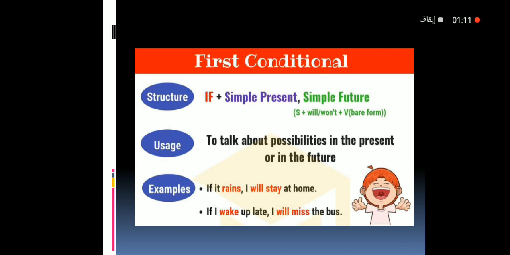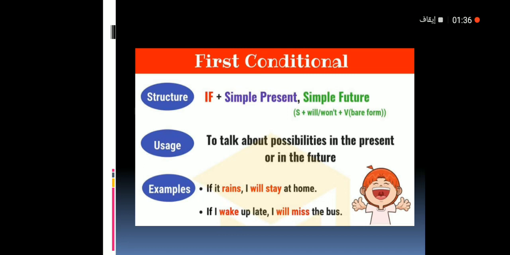Here in the first conditional sentences, the use or the function for these sentences is simple: to talk about possibilities in the present or the future. To talk about possibilities. Possibilities يعني احتمالية. Here, if it rains, I will stay at home. If it rains, I will stay at home.